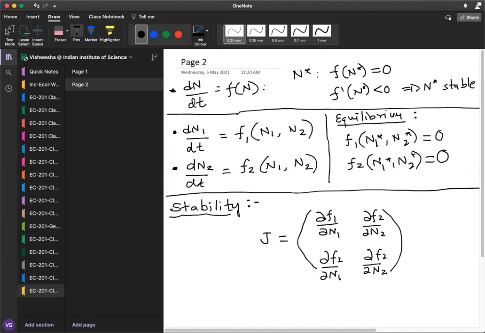Okay, so what are we doing here? We are calculating the derivative of f1 partially with respect to n1. That becomes the first term of your Jacobian matrix. And then you calculate the derivative of, oh sorry, this should be f1, again the same function, with respect to n2. Those become the first row of your Jacobian matrix. And likewise, the second row comes from taking the derivative of the second growth rate function with respect to n1 and n2. And then you calculate this matrix at the equilibrium values.